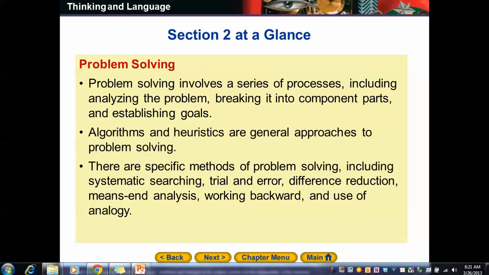Solving problems involves a series of processes, including analyzing the problem, breaking it into component parts, and establishing goals. Intermediate goals address parts of the problem that must be solved to arrive at the terminal goal. And there are specific methods of problem solving that we're going to talk about today.